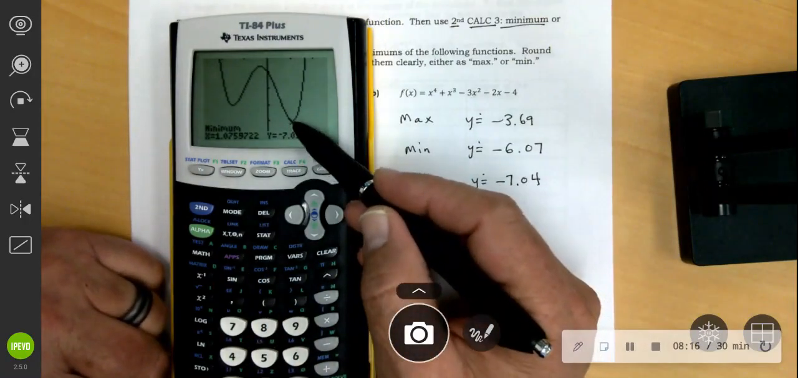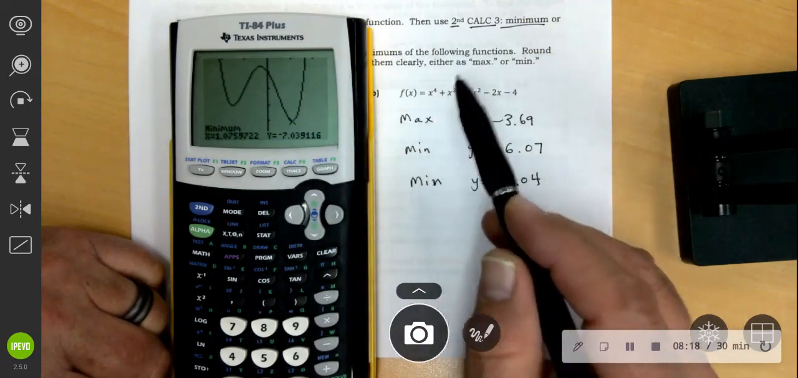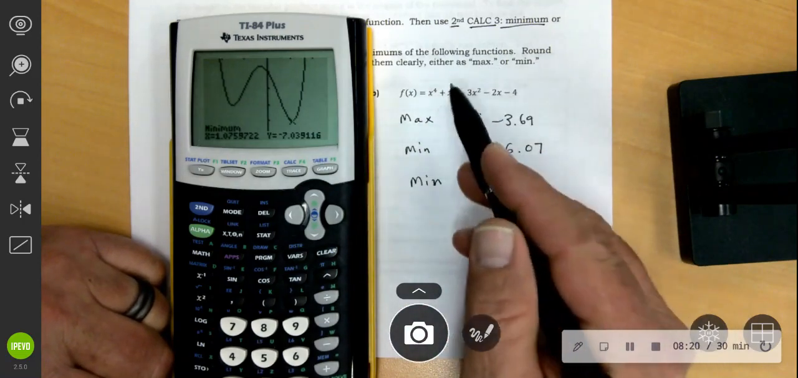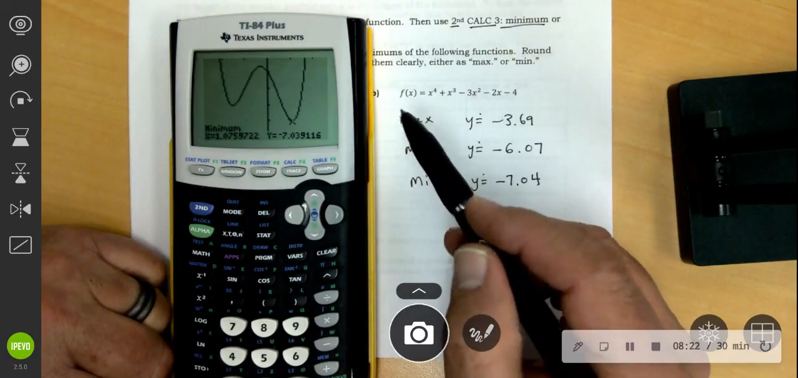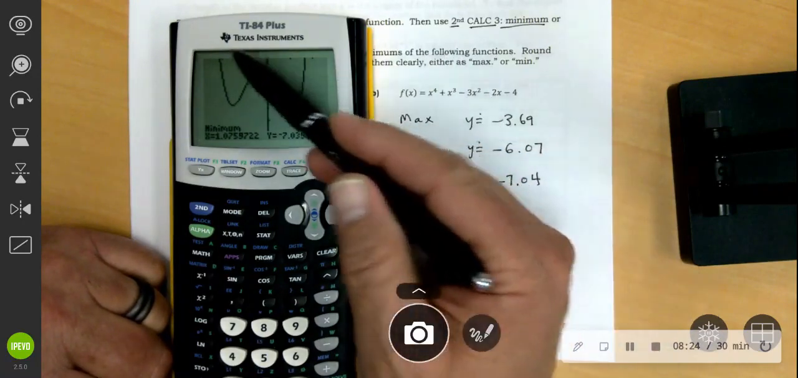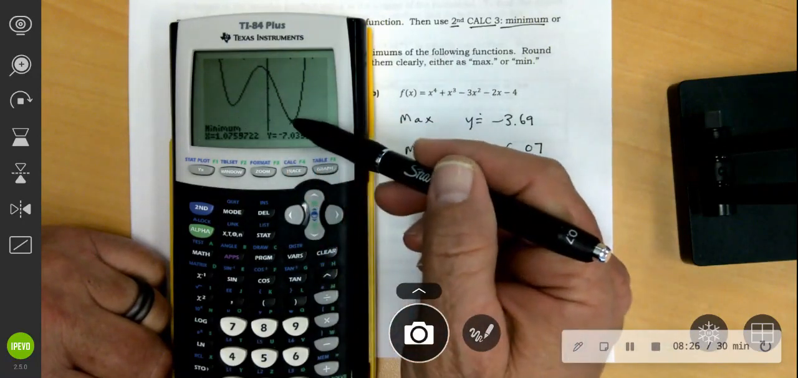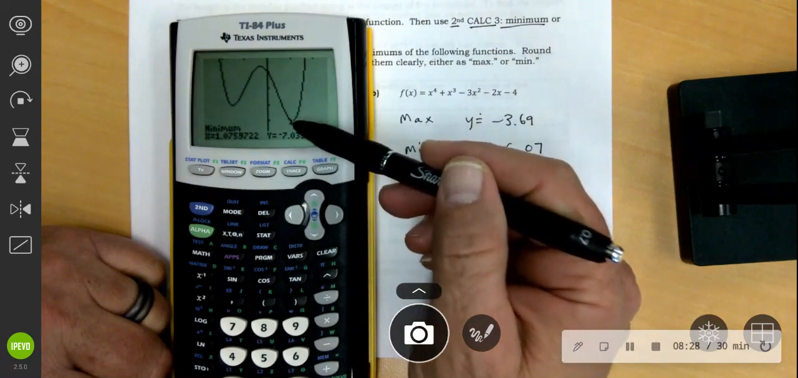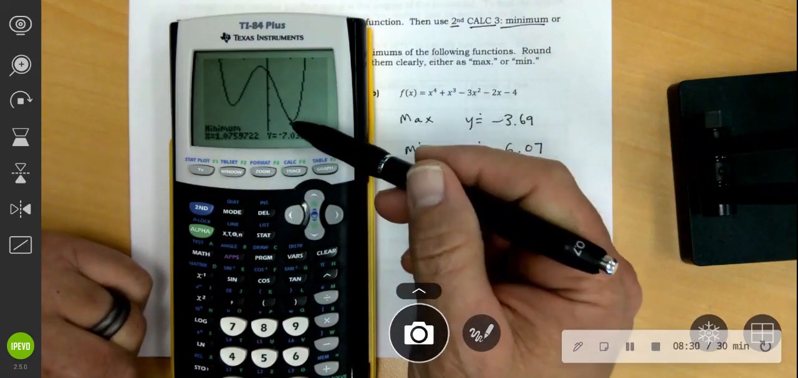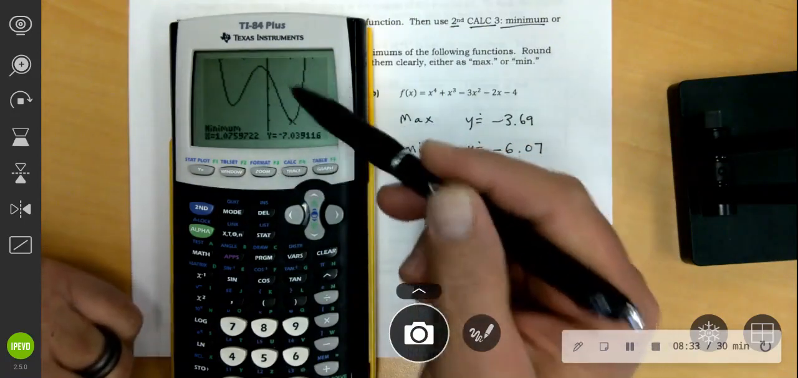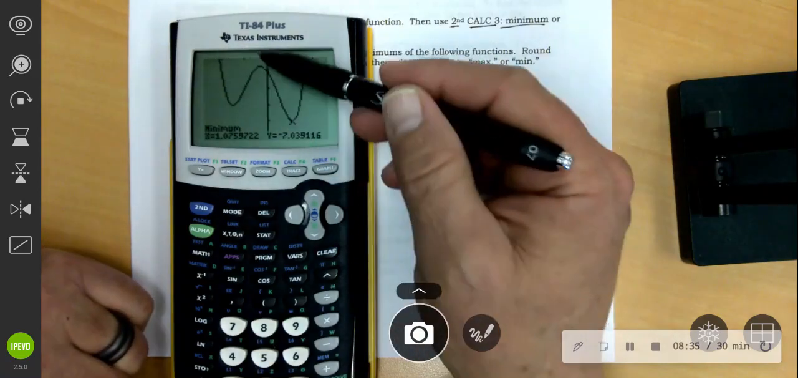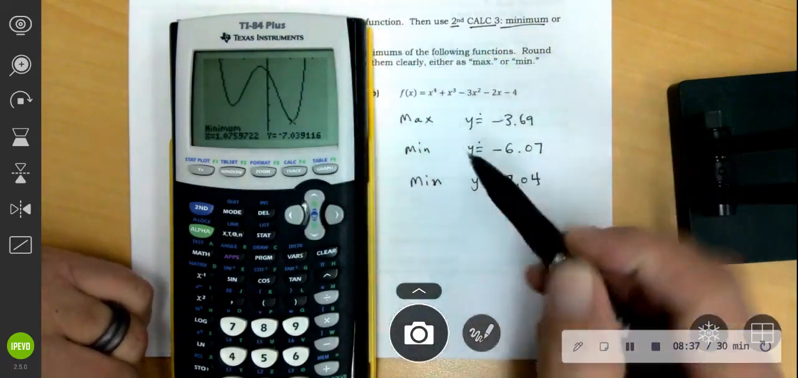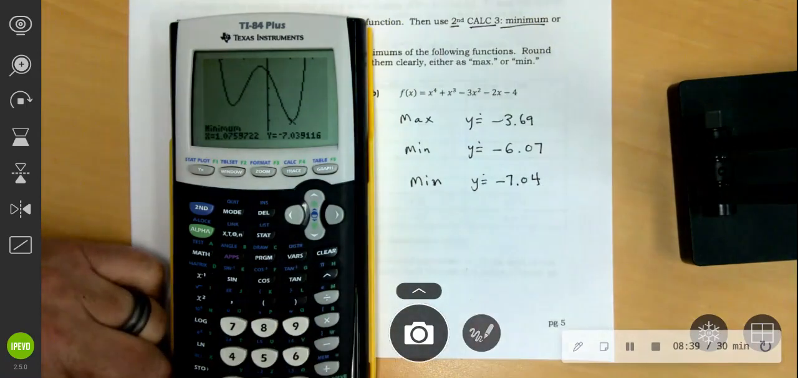Now, a word about this spot here. We've been calling them relative maximums and relative minimums, but this one actually is the minimum. This graph never gets lower than that point. So that is a minimum. Now, we can still call it a relative minimum, but it's a minimum. There's no part of that graph lower than that point, and its height is negative 7.04.